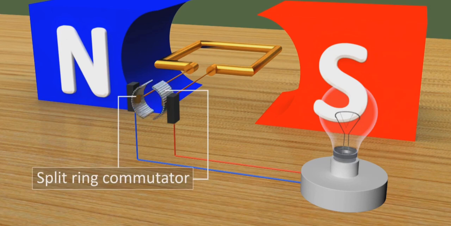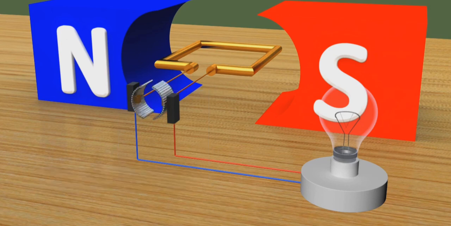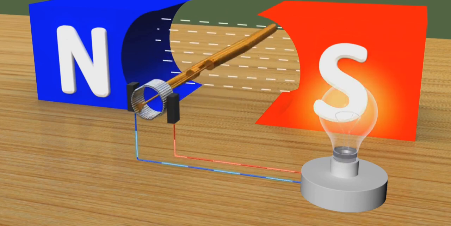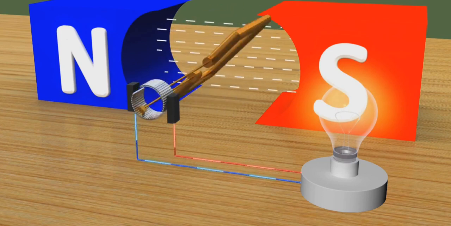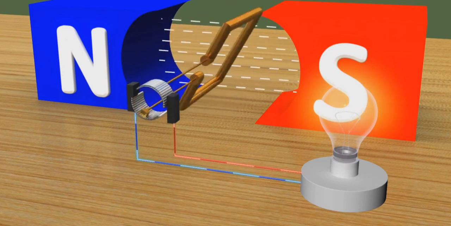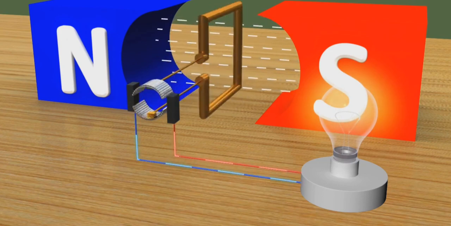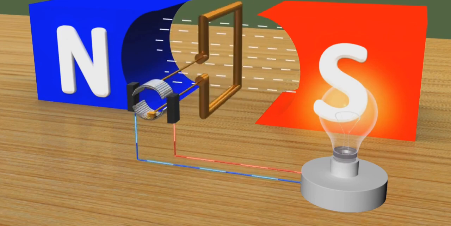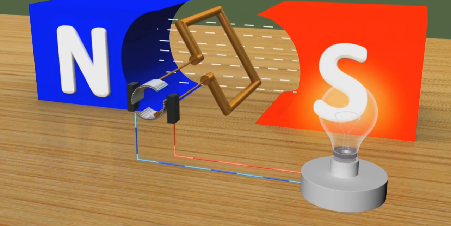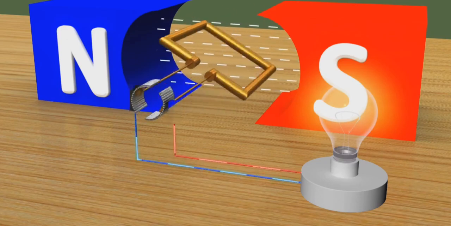In DC generators also, the EMF induced by the armature coil is AC in nature. This EMF is converted into DC using split ring commutator. The current flows to the external circuit through the graphite brush is unidirectional.